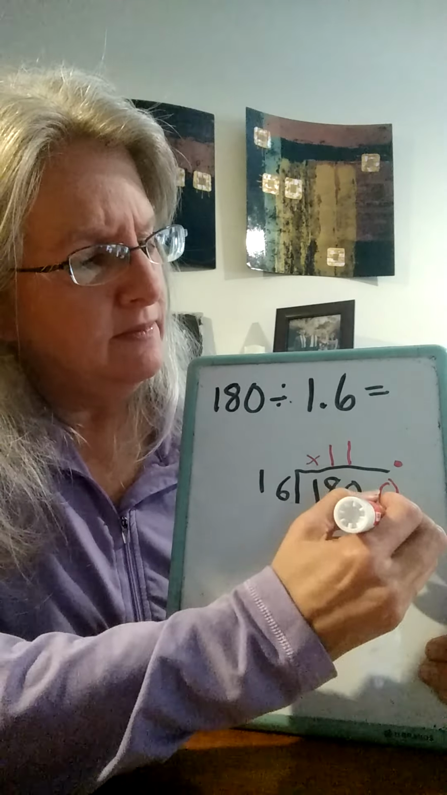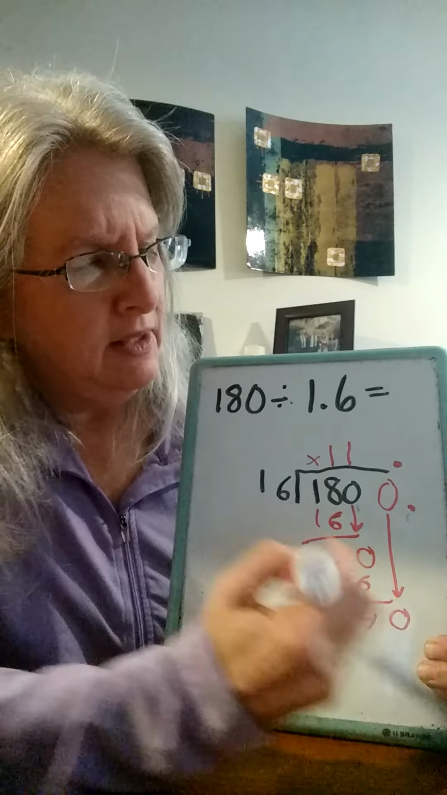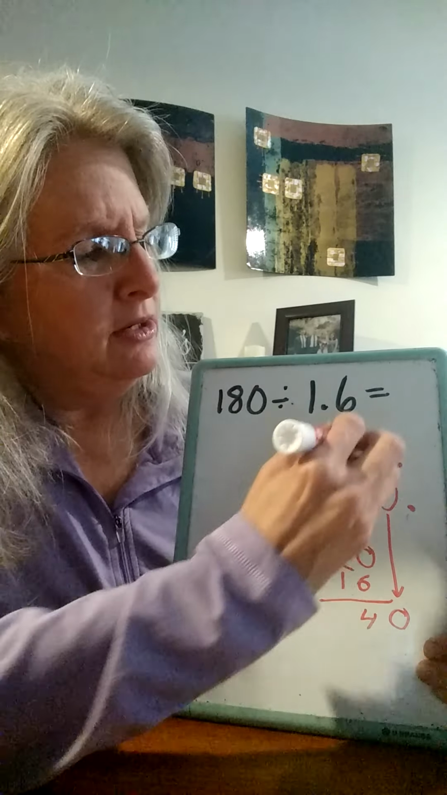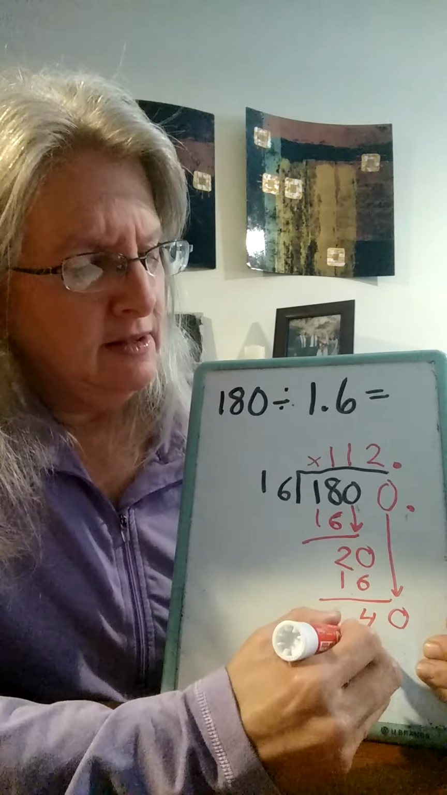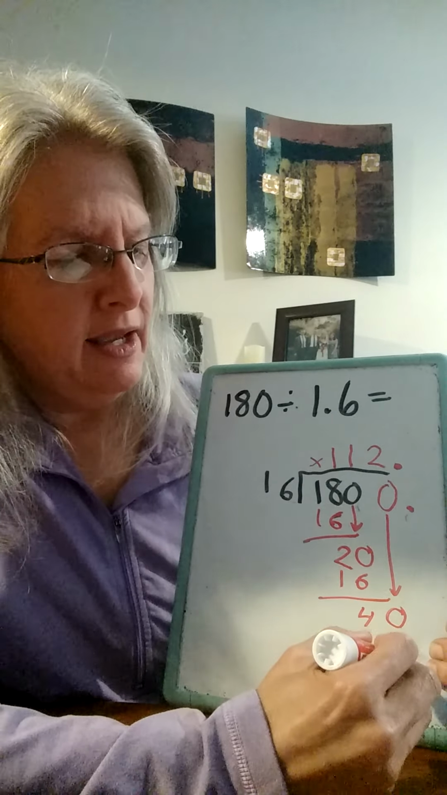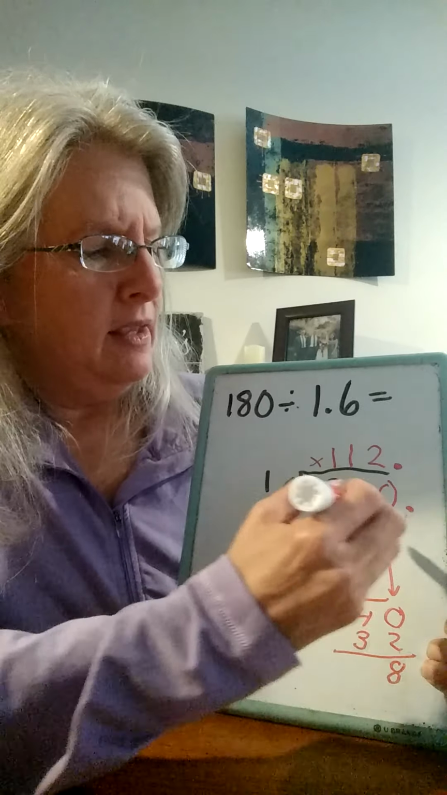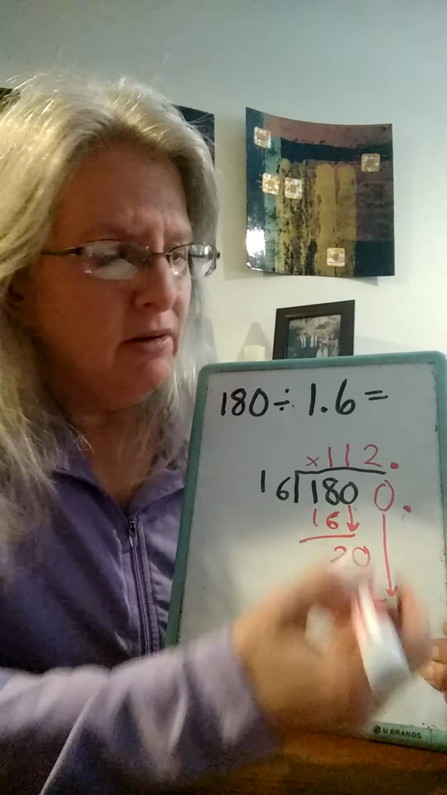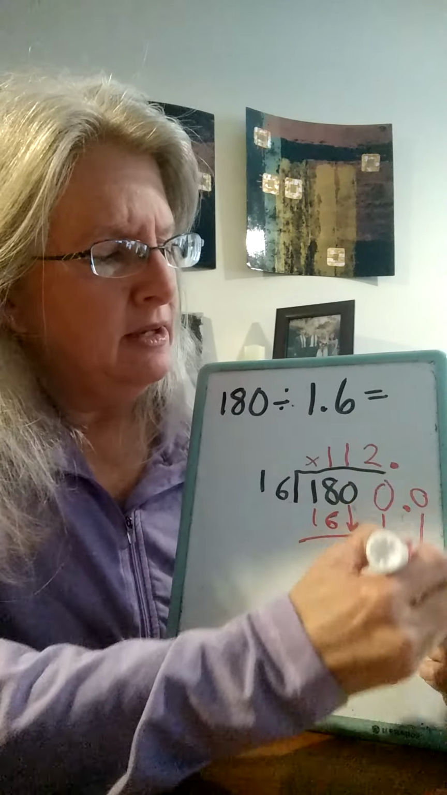With 4 left, I bring down my 0. 16 goes into 40 2 times, that's 32, and I have a remainder of 8. I can't have a remainder, so I'm going to add a decimal and bring it down.